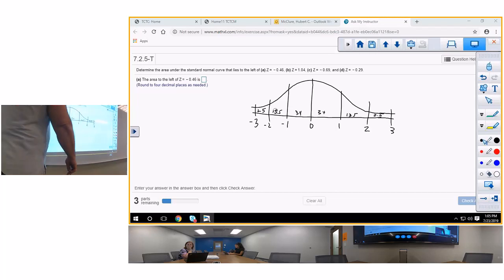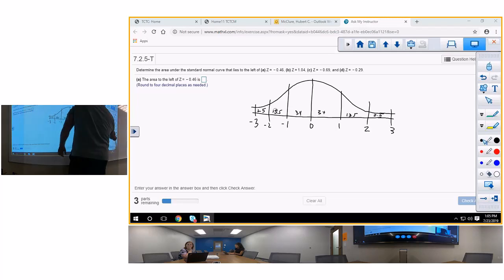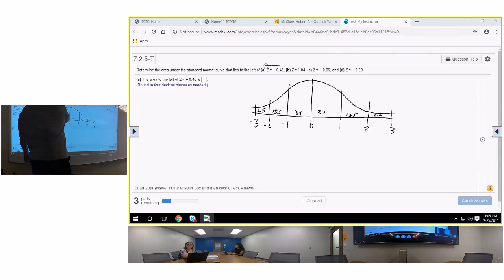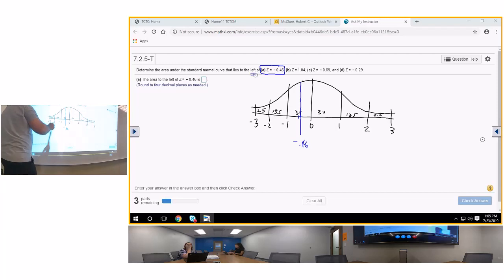All right, -0.46. I'm going to do it in blue. It is right here. -0.46, there's 0.5, so 0.46 would be probably right in there. -0.46. And they're wanting to know the area. What does it say? To the what? Left. So make sure you read the question.